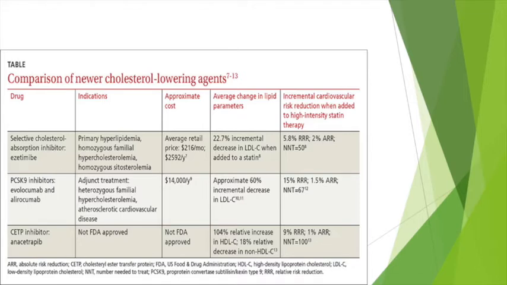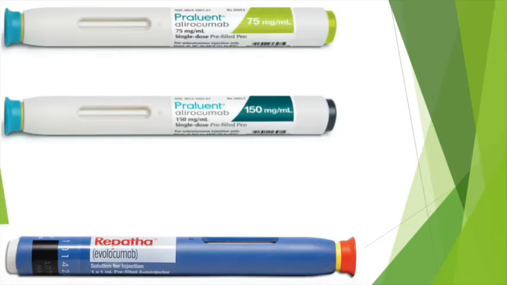Guidelines recommend reserving the addition of a PCSK9 inhibitor for patients with a history of clinical ASCVD whose LDL remains greater than 70 milligrams per deciliter despite maximally tolerated statin plus ezetimibe. The two PCSK9 inhibitors that are commercially available as of February 2020 are alirocumab, Praluent, and evolocumab, Repatha. Pictured here are the Praluent 75 mg and 150 mg pens and the Repatha 140 mg pen.